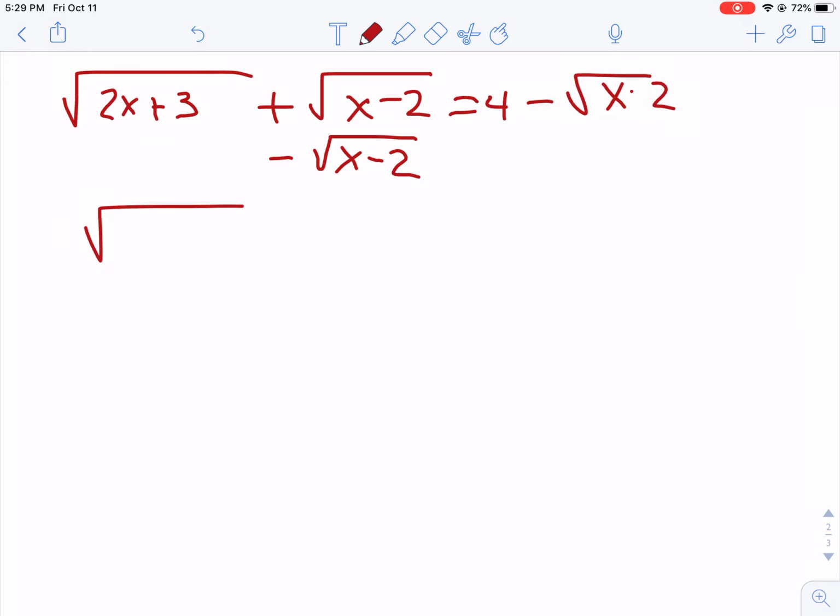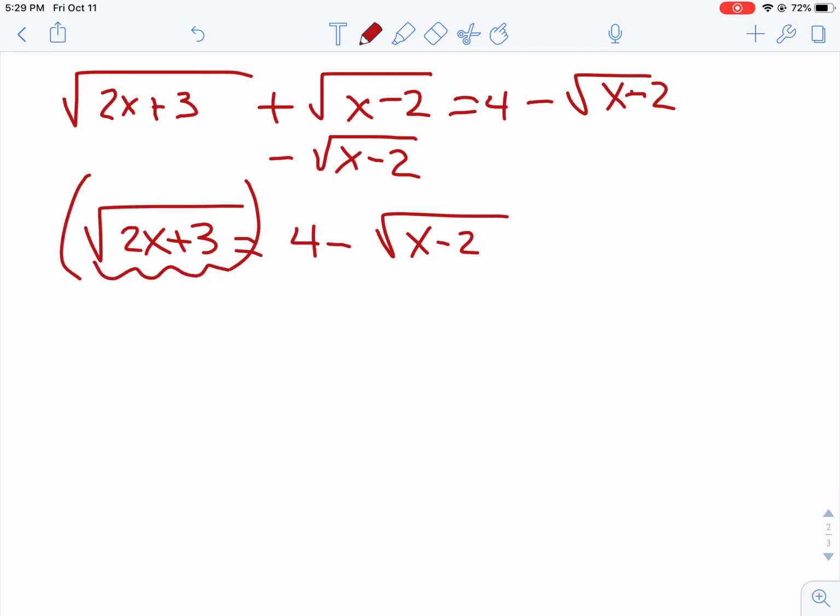So I get the square root of 2x plus 3, and that equals 4 minus the square root of x minus 2. And I can't combine the 4 and the x minus 2 because they are both under a radical, and it's like them not being like terms. They cannot combine. So now that I have one radical by itself, I can square this side. And when I square that side, I get 2x plus 3.